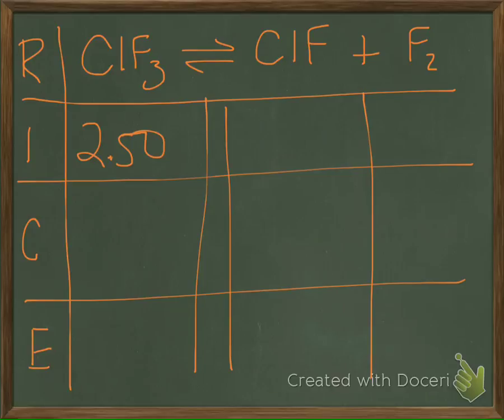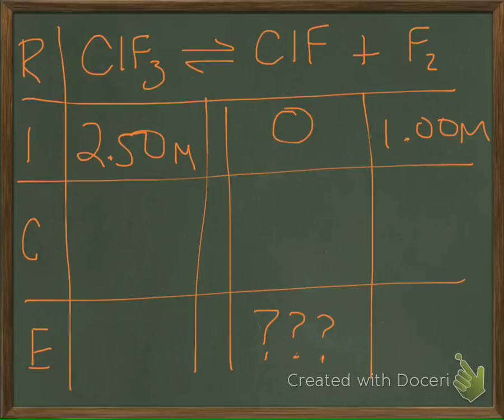2.50. You can write M, you don't have to write M, but make sure that you know that this is molarity and not just moles. My F2 was 1.00 molar. And because I'm not told anything about ClF initially, we can say that it is 0. And the one thing that we are trying to find is this ClF at equilibrium. So that's what we want to find.